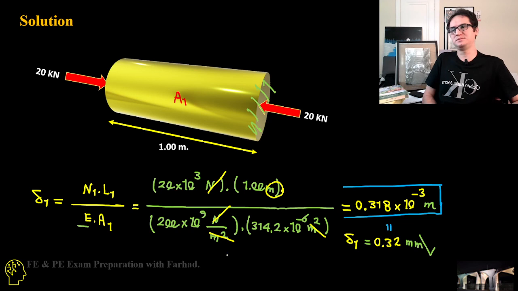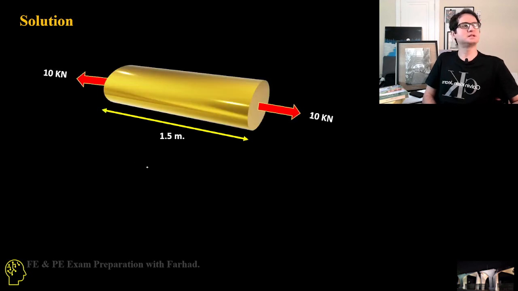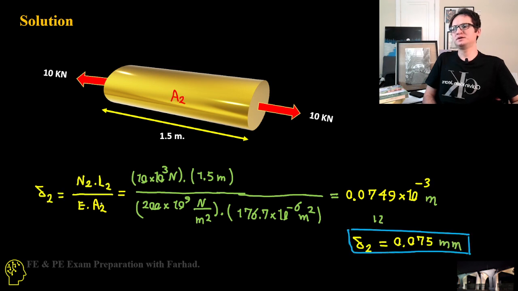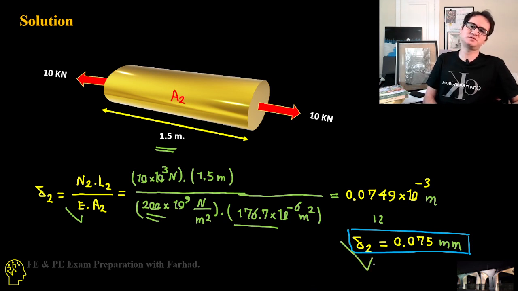Likewise, we do the same process for area 2, with axial force N2, which this time is 10 kilonewton, times the length, which is 1.5 meters. The modulus of elasticity remains the same, and the area is 176.7 times 10 to the negative 6 meters squared. If you do the math, it gives you delta 2, the elongation of the second part, which is 0.075 millimeters. We will solve more examples in the next video.